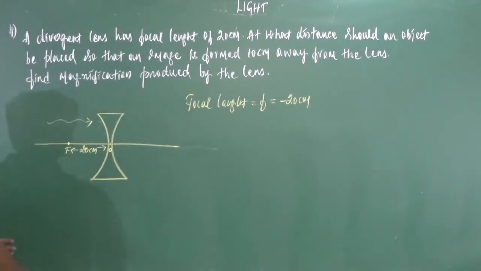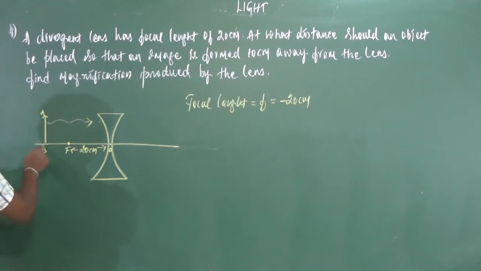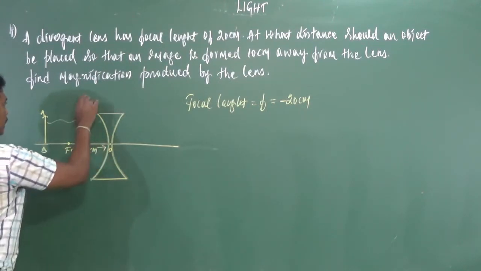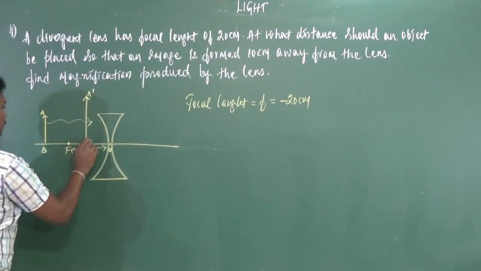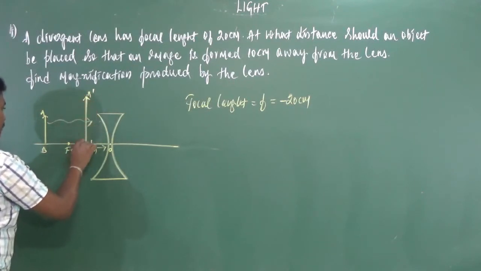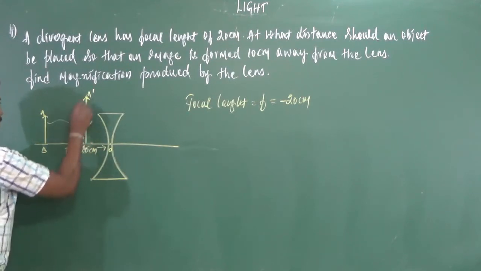So where you have to place the object. The object is usually placed on the left side of the lens always. At what distance should the object be placed so that the image is formed 10 centimeters from the lens? For example, let us take this as the object. Let AB be the object. If you place AB here, the image will be formed at 10 centimeters from the lens. Here the image will be formed, that is A dash B dash. So now this A dash B dash is the image.